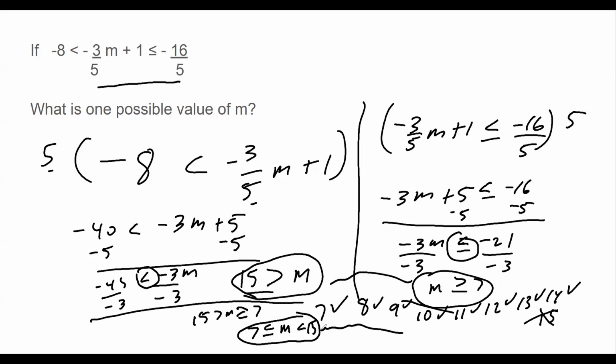And then if you check all of these, they all work. And these are the only numbers that work. I guess you could have an infinite number of numbers with decimals. But for this type of problem, they're going to want whole numbers.